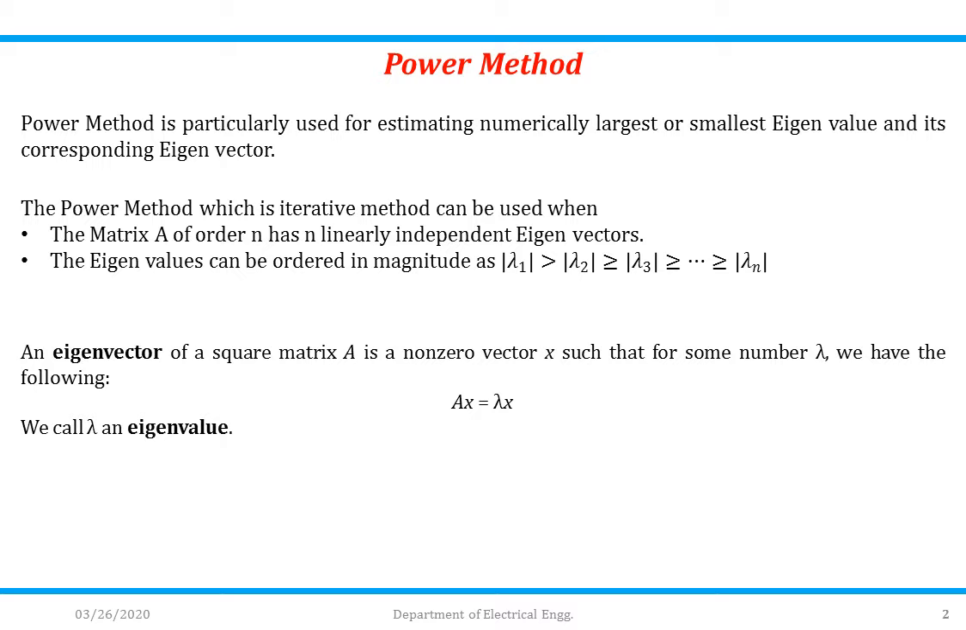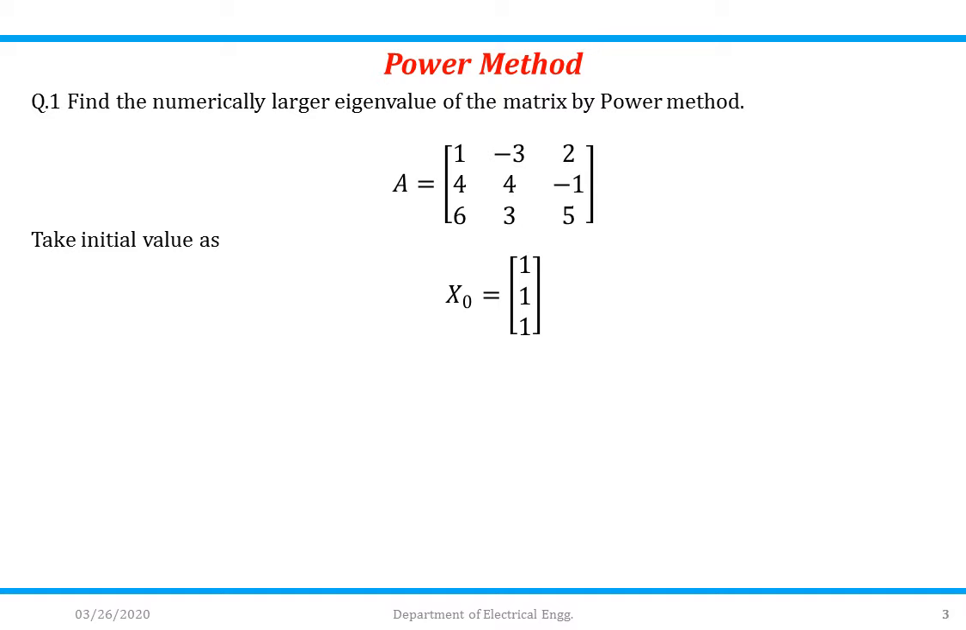Now the first question is, find the numerically larger eigenvalue of the matrix by the power method. The matrix is given as A equal to [1, 4, 6], [-3, 4, 3] and [2, -1, 5]. An initial approximation is given to you: x0 equal to [1, 1, 1]. So how to solve this?